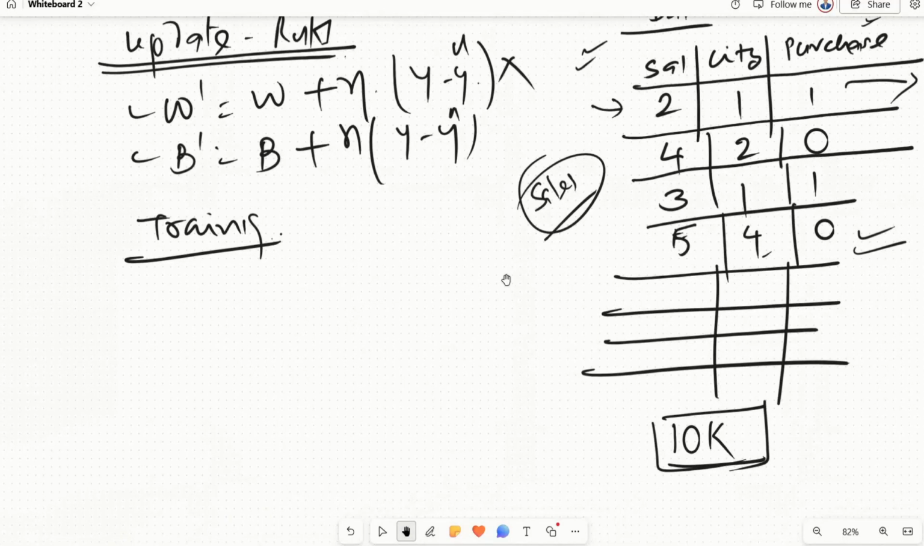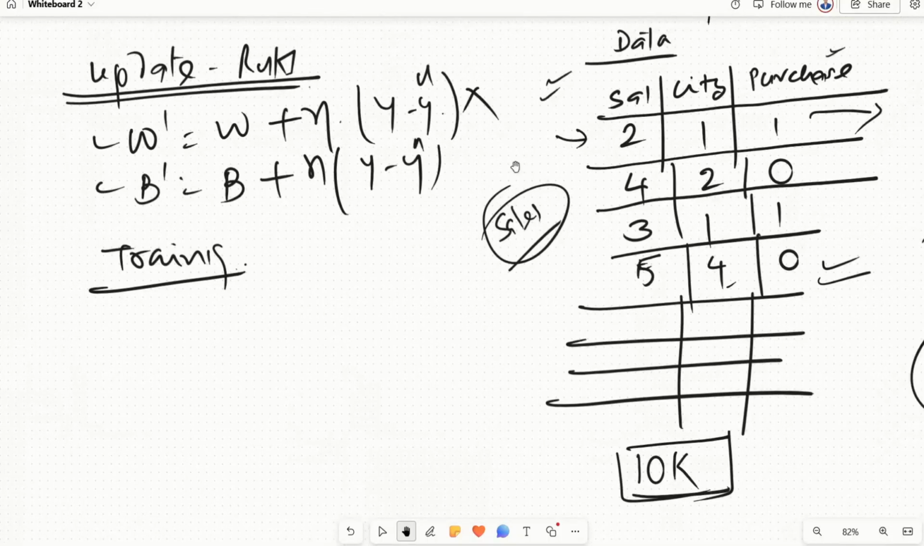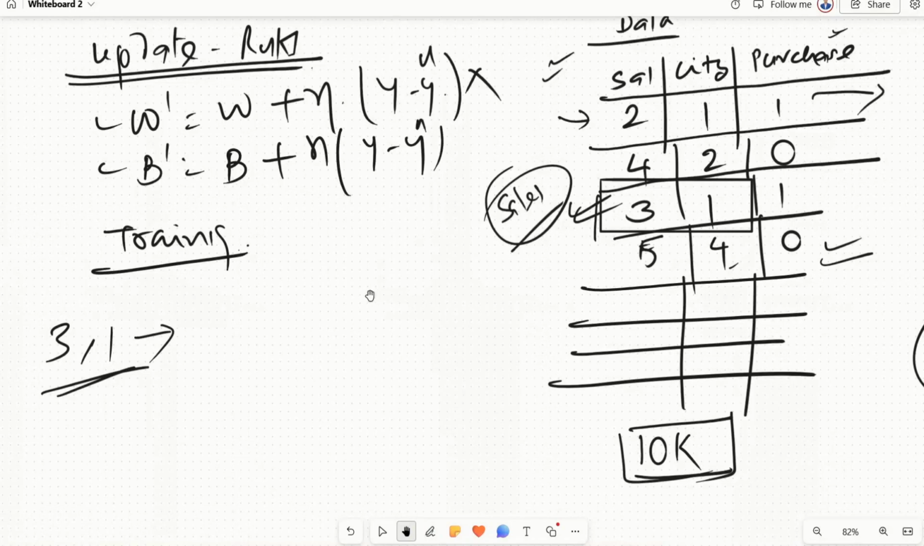Okay, this is the algorithm. It will take any random data point. Let's suppose it is taking this data point. Suppose in the network I will feed 3, 1. I'm taking this data point, and for this data point, what it will do is find the output.